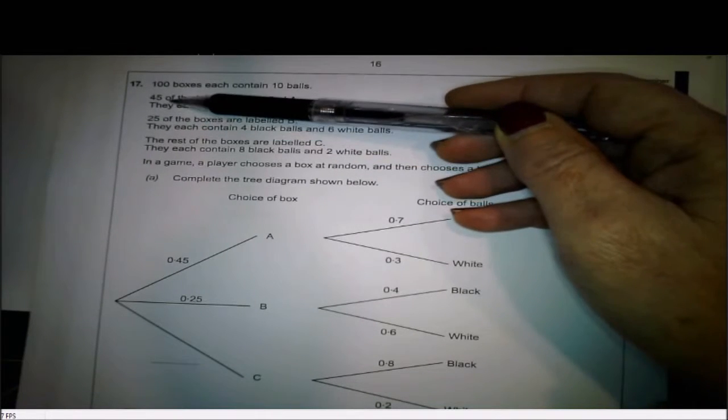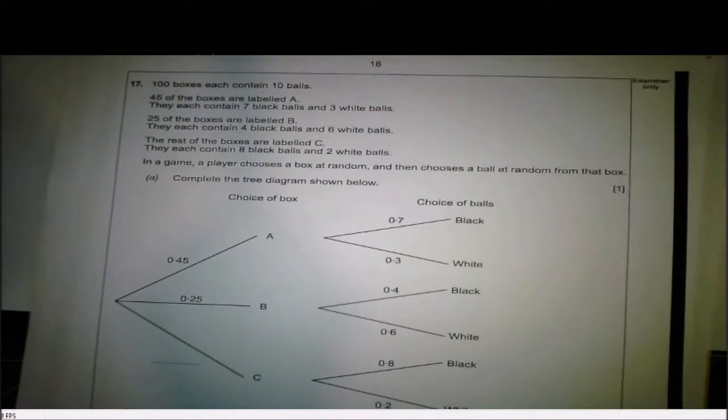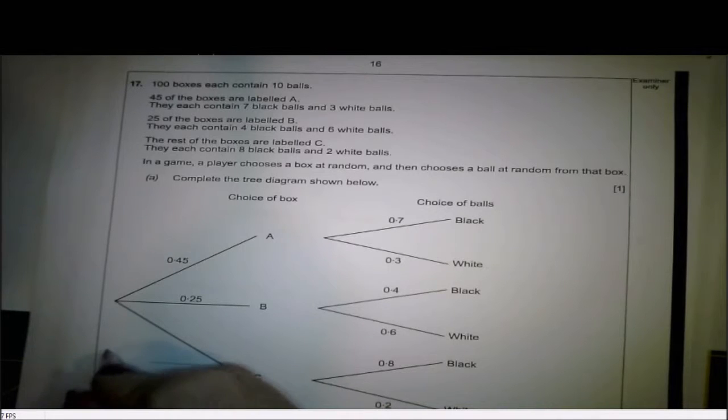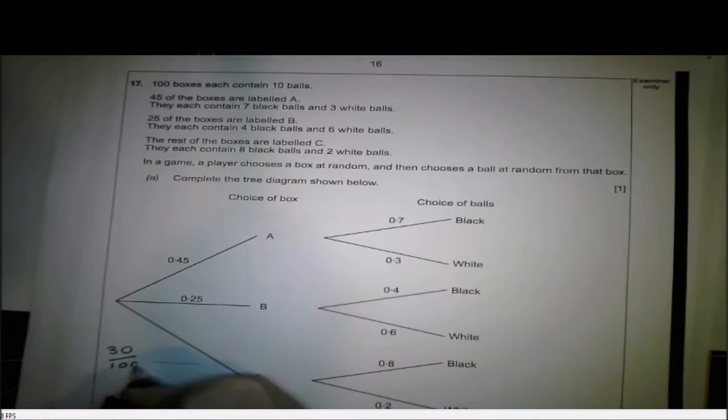The rest of the boxes are labelled C, so how many boxes labelled C do we have? Well, it's 100 minus 25 and 45. 25 and 45 is 70. So we have 30 boxes labelled C out of 100, which is equal to 0.3. That's one way of calculating this.